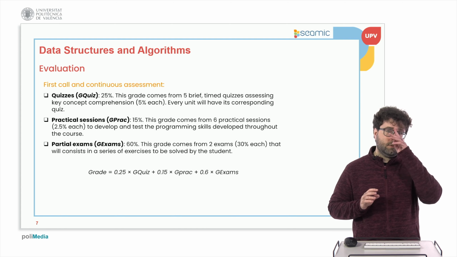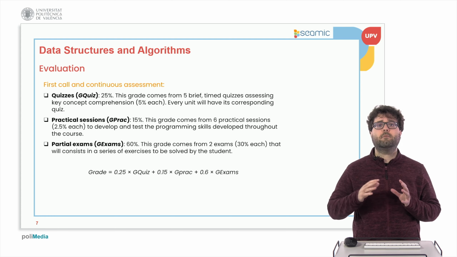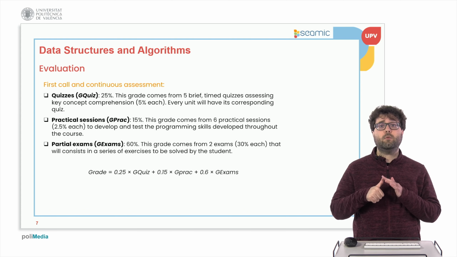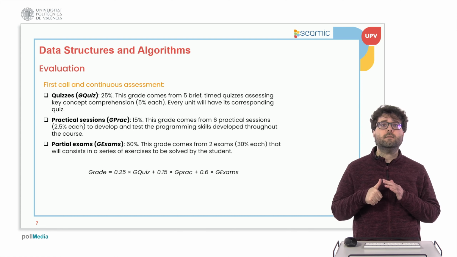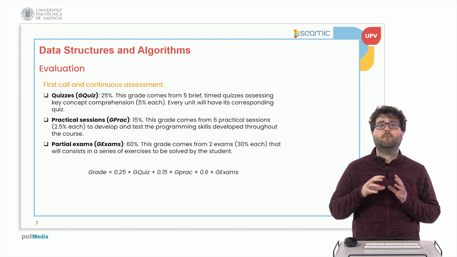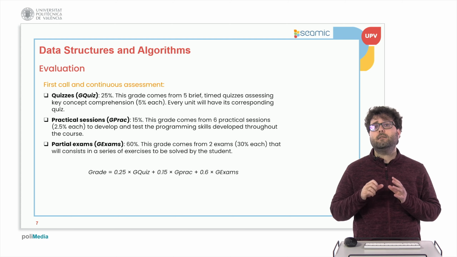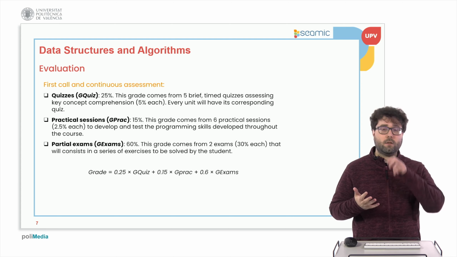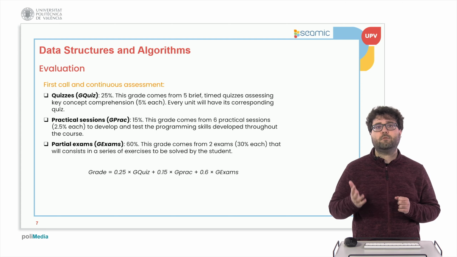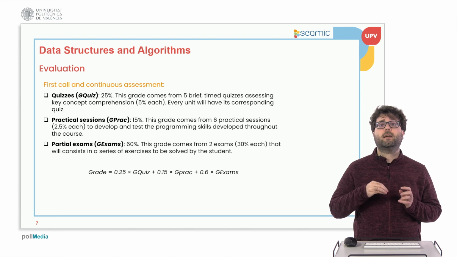Regarding the evaluation, it is composed of several steps. We have the quizzes we have mentioned at the beginning. Each unit has a quiz, which is for assessing key concepts. And since there are 5 units, there are 5 quizzes, 5% each, for a total of 25% of the final grade.